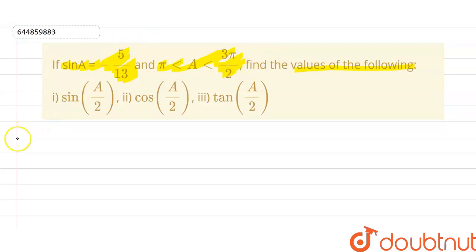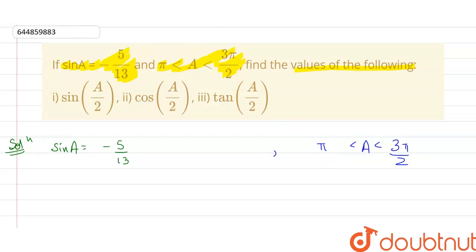So first of all, what is the value of sin A given to me? Sin A is negative 5 by 13, and it is given in the question that A belongs from pi to 3 pi by 2, where 3 pi by 2 is the higher limit and the lower limit is pi.